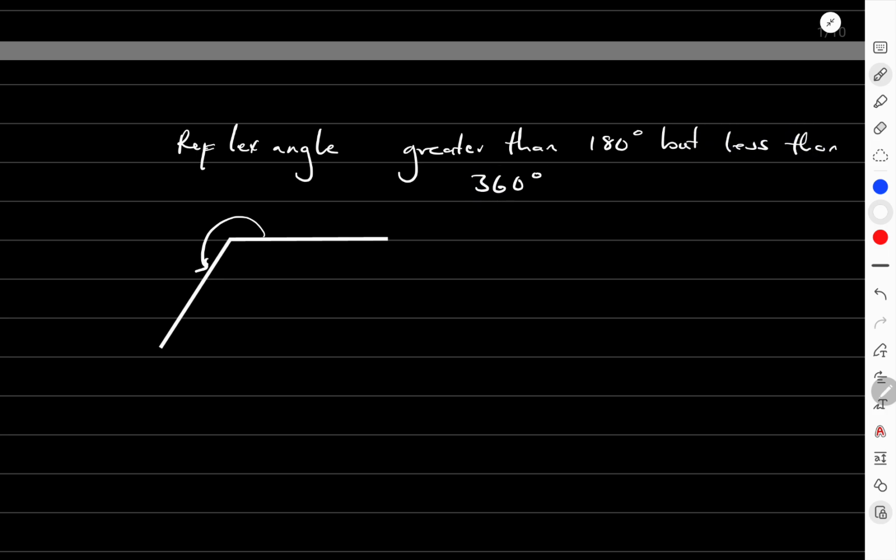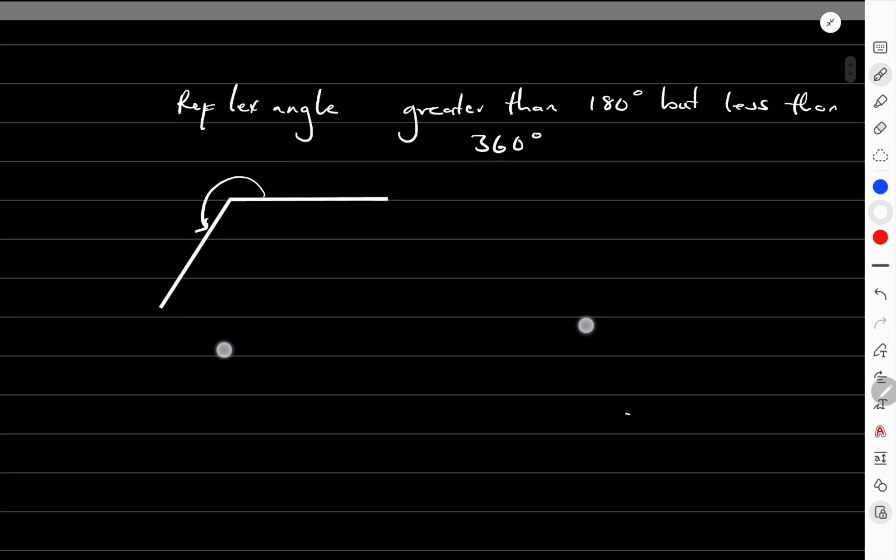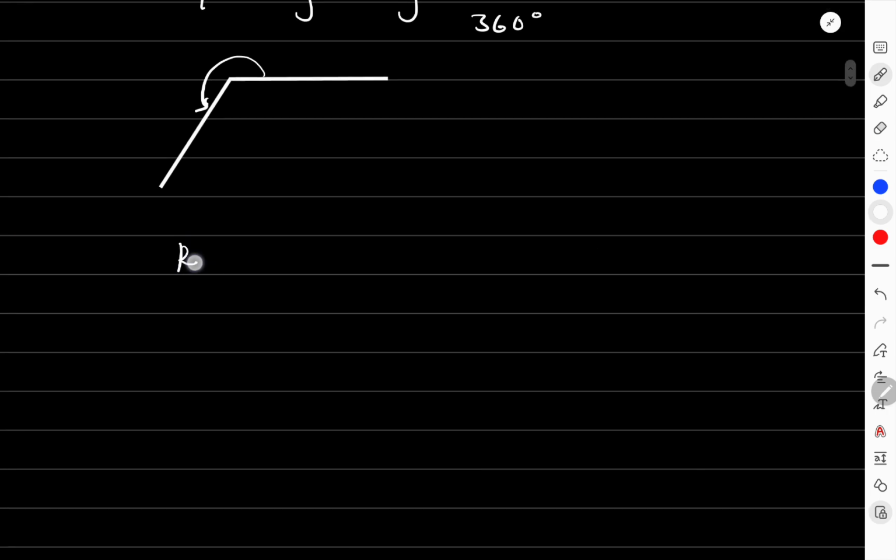Now we have the last angle, which is known as a revolution. This is the kind of angle that is exactly equal to 360 degrees. It is an angle around a point. So we have 360 degrees over there. It is equal to 360 degrees exactly.